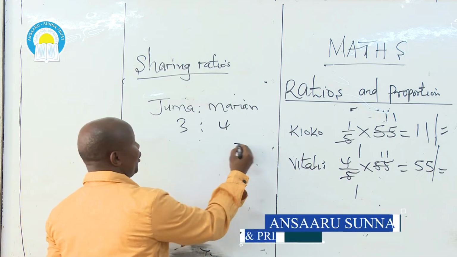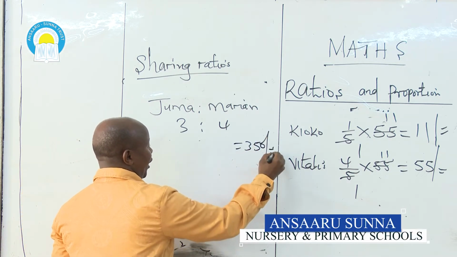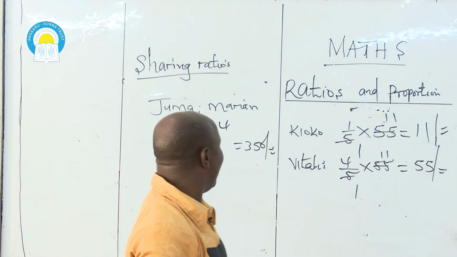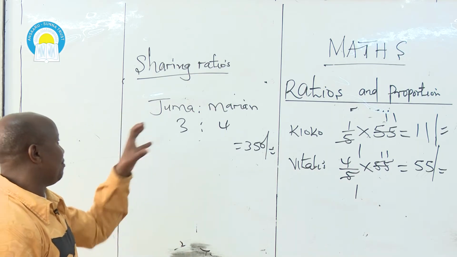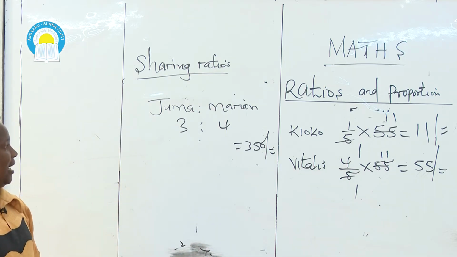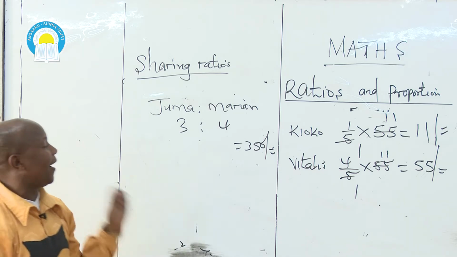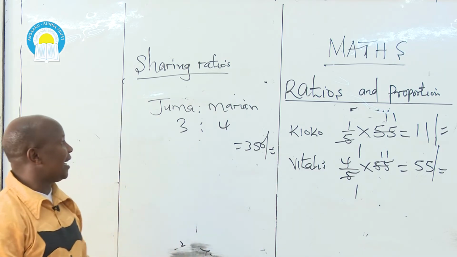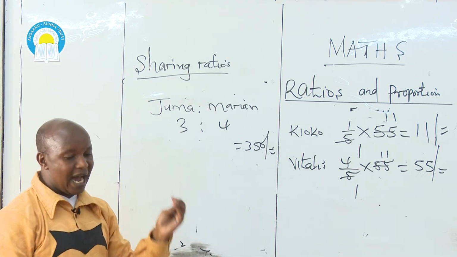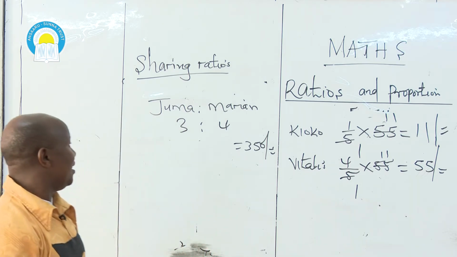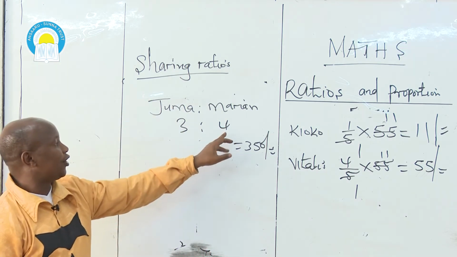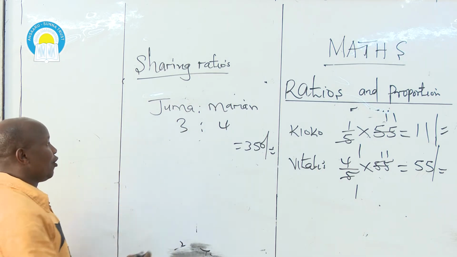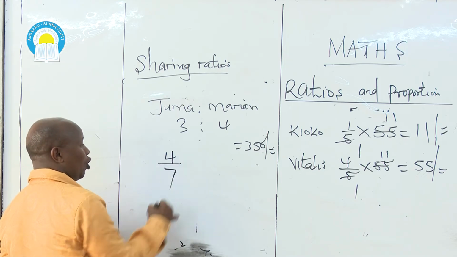They are sharing 350 shillings. This is now the question now. How much money did Marian get? Now, the first thing, you get the fraction of Marian. The way we have done to Kioko and Vitalis, let us get the fraction of Marian, because they want how much money did Marian get. According to the ratio now, Marian got 4. So Marian got 4 over the total. The total of 3 and 4 is 7. So Marian got 4 over the total, which is 7.